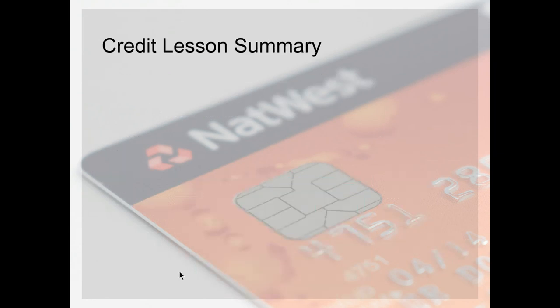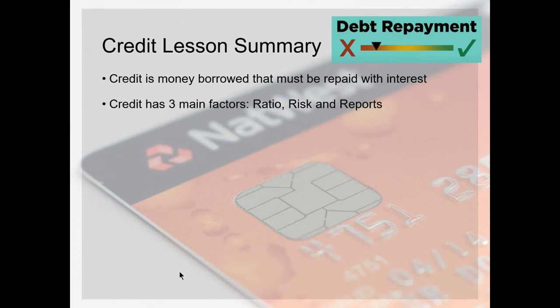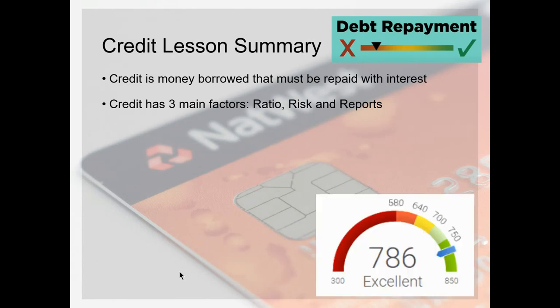So if we summarize this real quick as a lesson summary for credit. Credit is money that is borrowed that must be repaid, and usually it's repaid with interest. So it's a debt repayment. You've got to pay it back. Credit has three main factors for this lesson for middle school. Those three main factors are the ratio of money borrowed to total money available, the risk as far as a credit score, and then also credit history, credit reporting.